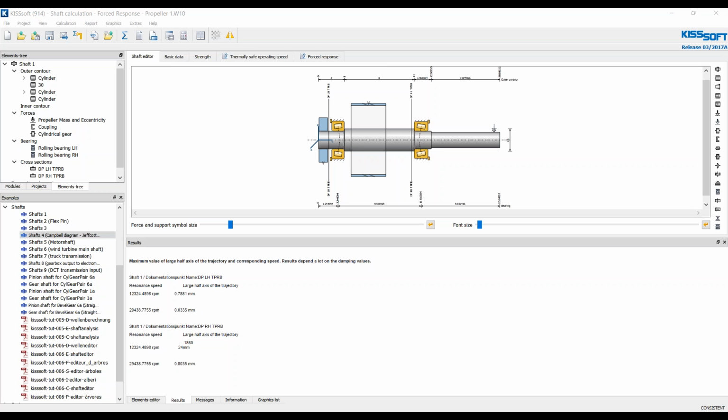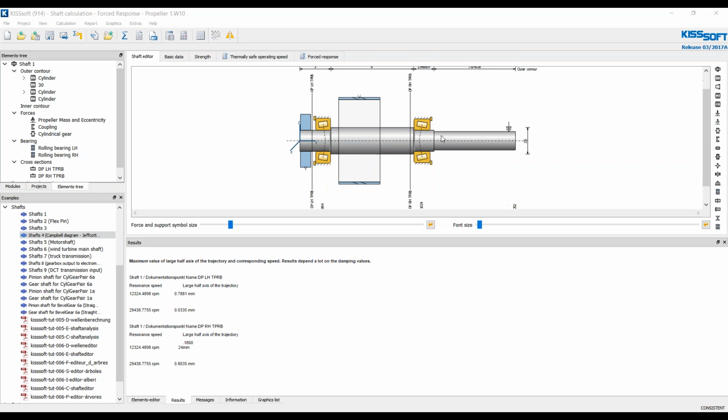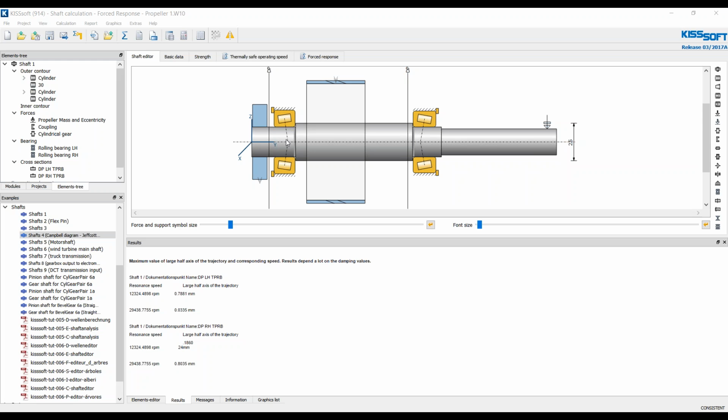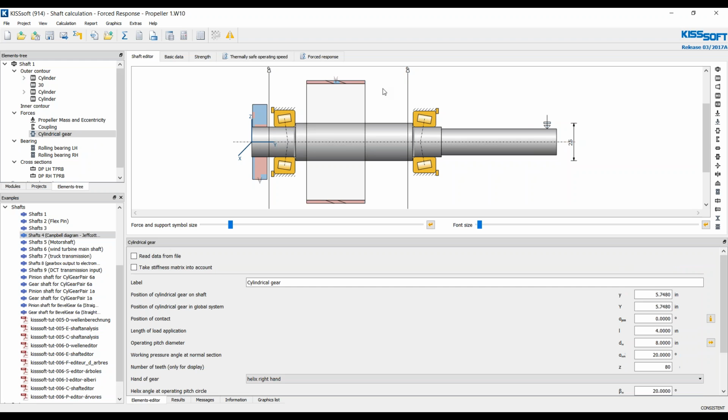I want to talk today about force response on shaft systems. What we can do in KISSsoft, in our shaft module, is design a shaft. You can see I've got a shaft here, a coupler, a gear, and then this mass out here that's spinning.